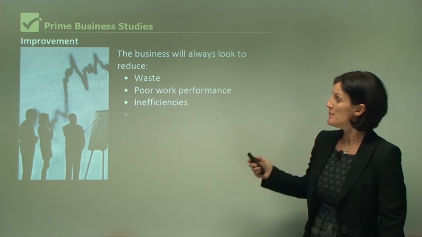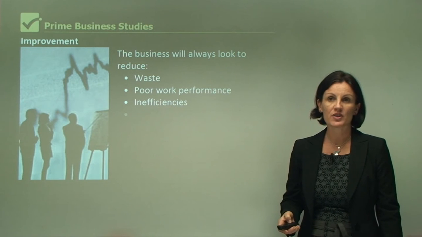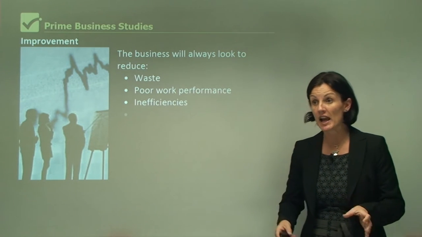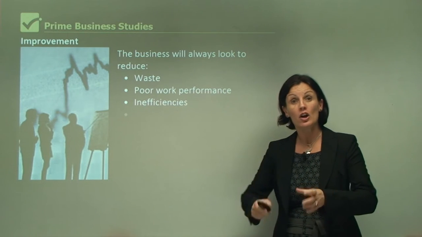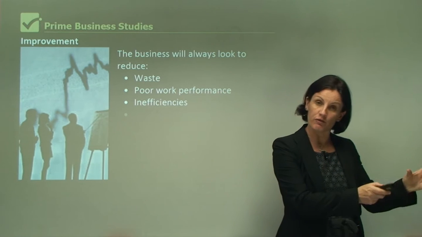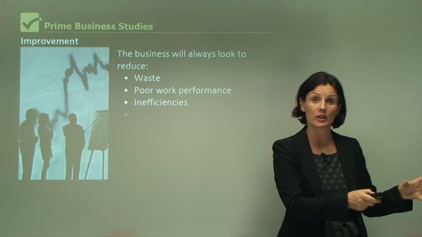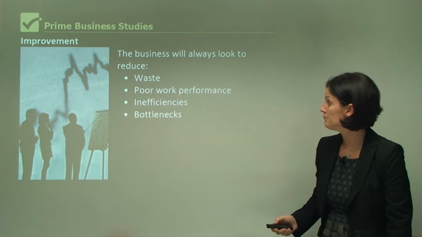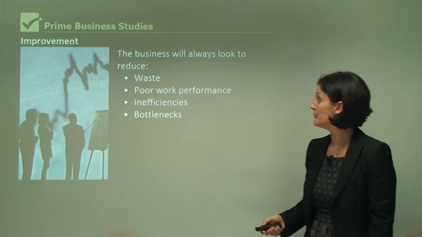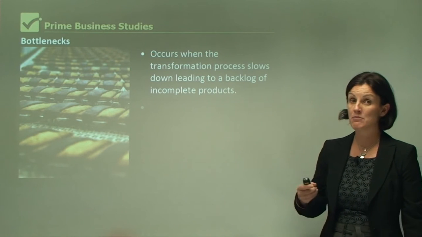Inefficiencies. It may be that part of our process is slowing down other parts of the process. So we may have workers who are in line, ready to do their task, but they're having to wait because the previous section is slowing down. And bottlenecks. Bottlenecks means that we have a delay. Now let's have a look at bottlenecks in more detail.